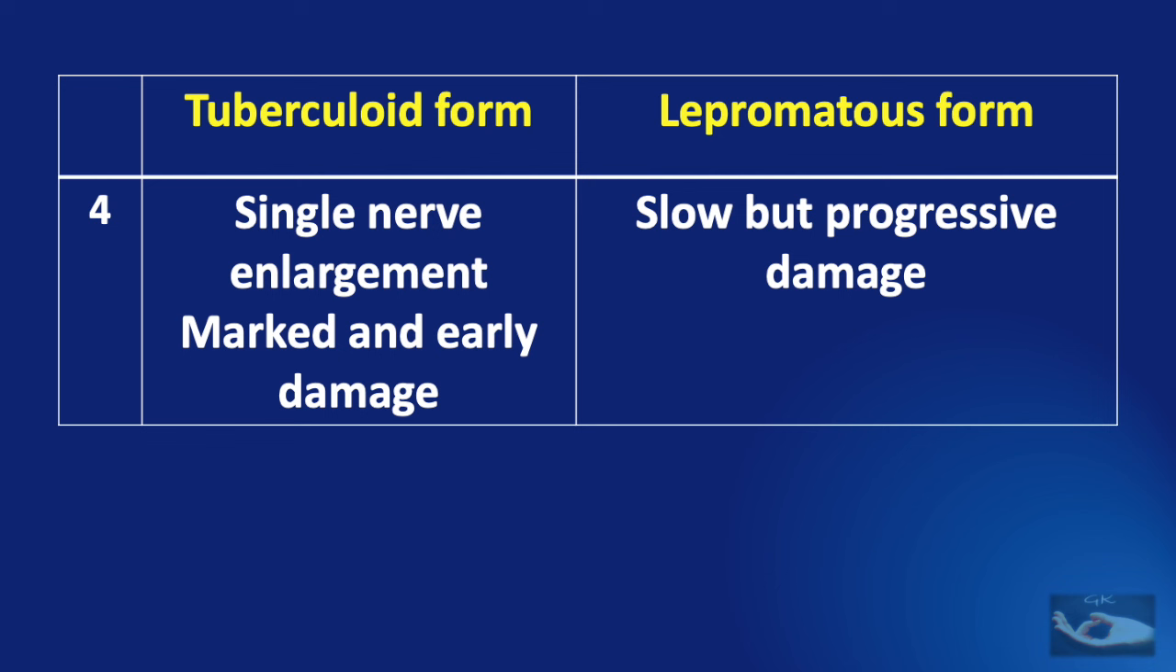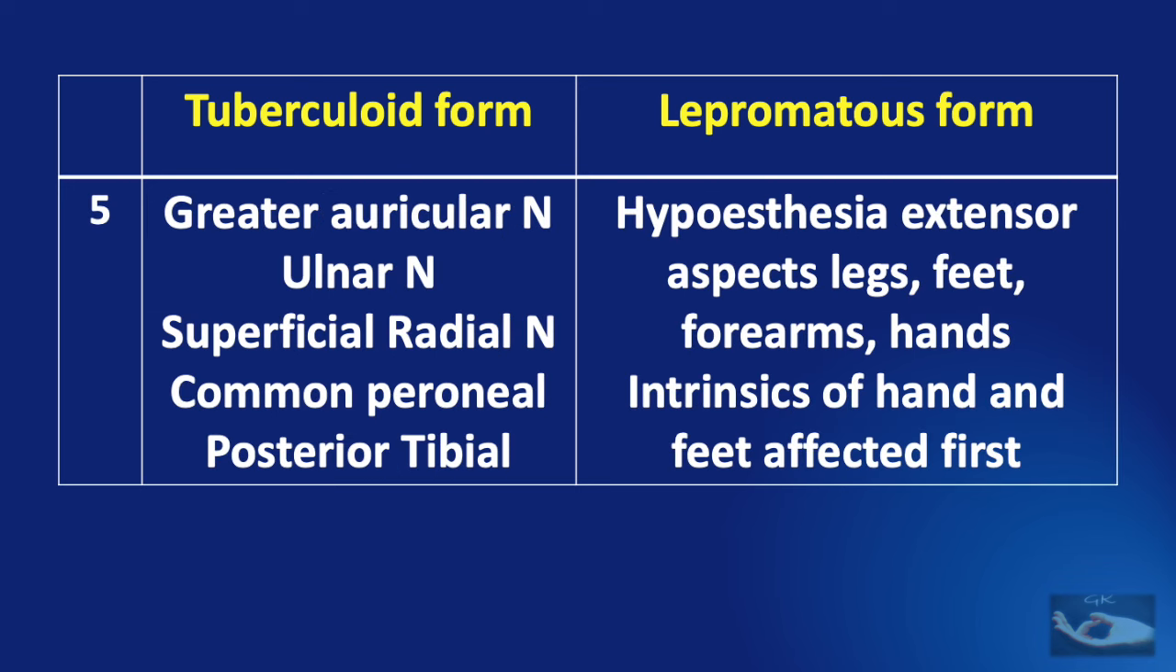A single nerve enlargement is characteristic of the tuberculoid form, and this enlargement is marked and brings about early damage, whereas in the lepromatous form there is very slow but progressive damage to many nerves. The nerve typically affected in the tuberculoid form could be the greater auricular nerve, the ulnar nerve, the superficial radial nerve, the common peroneal or the posterior tibial nerves, whereas in the lepromatous form, hypoesthesia of the extensor aspects of the leg, feet, forearms, hands, and more importantly, the involvement of the intrinsics of the hand and feet are affected first.